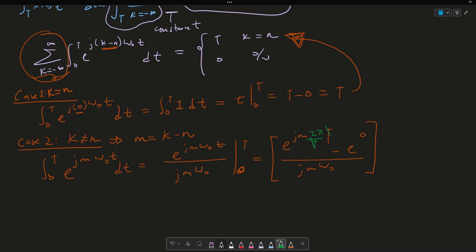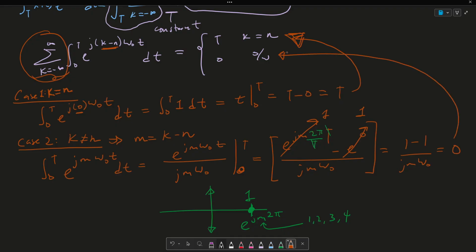And what is e to the jm times 2 pi? We need to look back at our unit circle and notice that e to the jm times 2 pi is always going to be at 1, simply because when m is any whole number, so 1, 2, 3, 4, this is always going to be at 1. As a result of that, we get that this here is 1. Obviously, e to the 0 is 1. So this is 1 minus 1 over jm omega naught, which is simply equal to 0. And that is this case here.